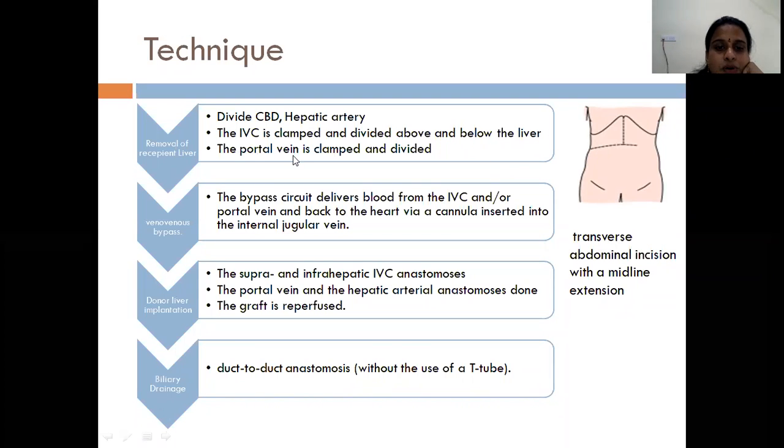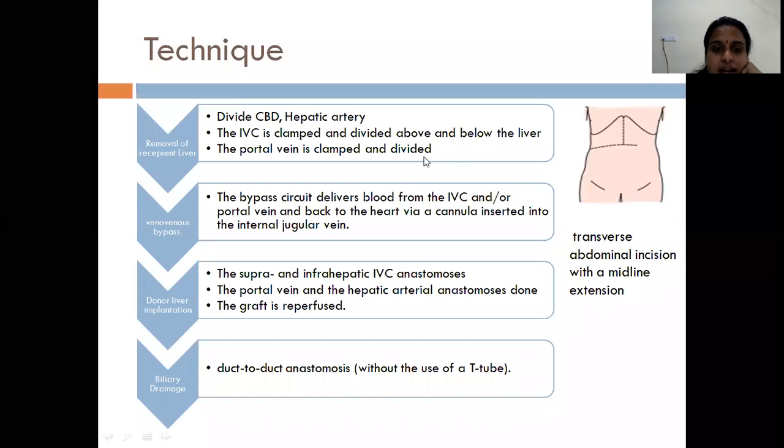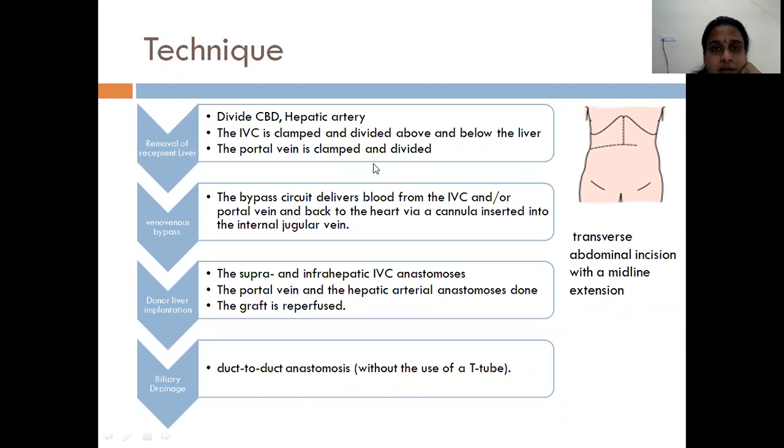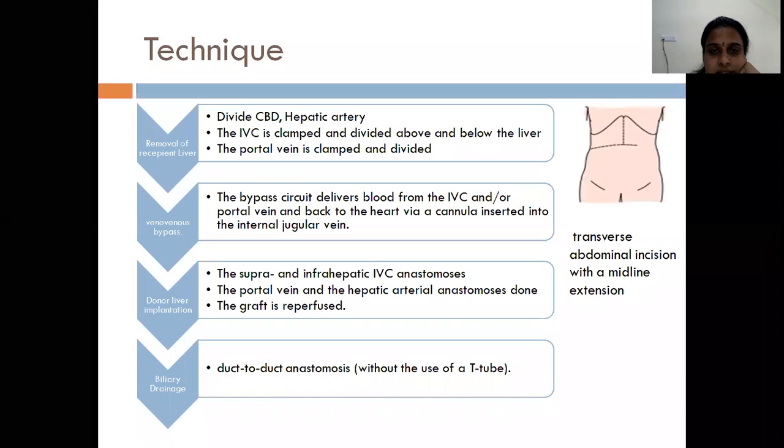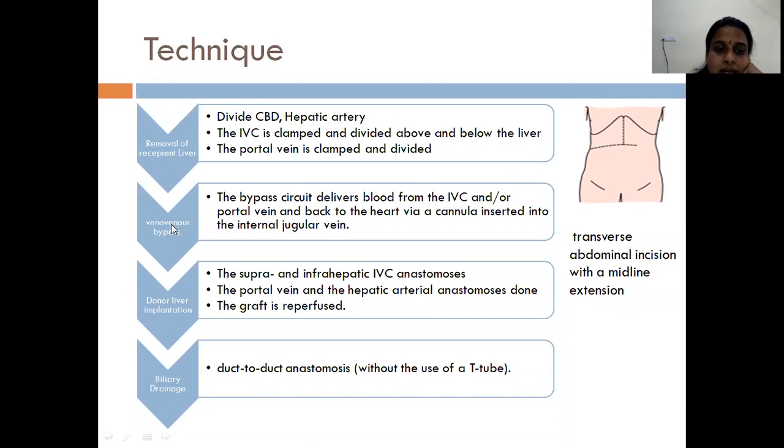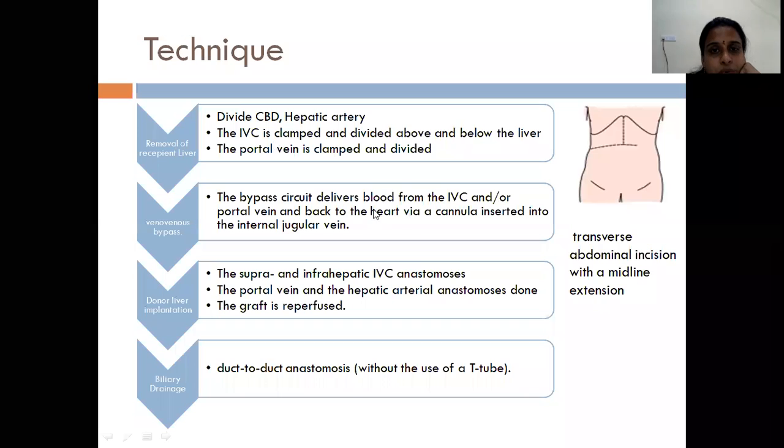Then third in line, the portal vein is clamped and divided. So IVC and portal vein are carefully clamped and divided. Okay. Now we have removed the host's diseased liver. Then we should maintain a veno-venous bypass. Before we introduce the donor liver, we have to maintain a bypass circuit that delivers the blood from the inferior vena cava and/or the portal vein back to the heart via a cannula inserted into the internal jugular vein of the patient, such that till the time we bring in this donor liver, this circuit is maintained.